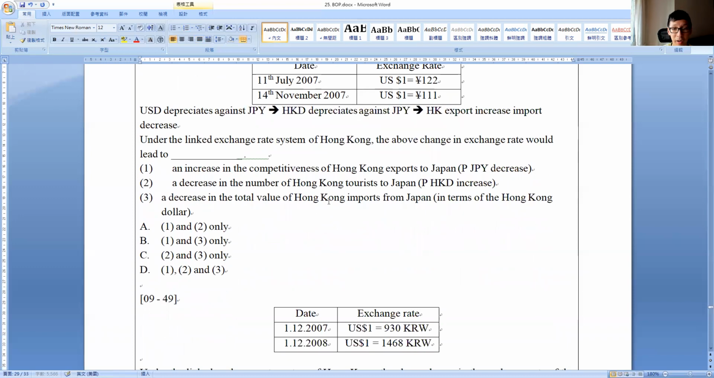Now what about number three? A decrease in the total value of Hong Kong import from Japan. Import from Japan, so this is a Japanese good, now calculated in terms of Hong Kong dollar. Do they match? No, not match the origin. Therefore, unless we know anything about the elasticity, this will be an uncertain answer. So answer 1 and 2, answer A. Number 3 is not correct, it's actually uncertain. All right, next one.